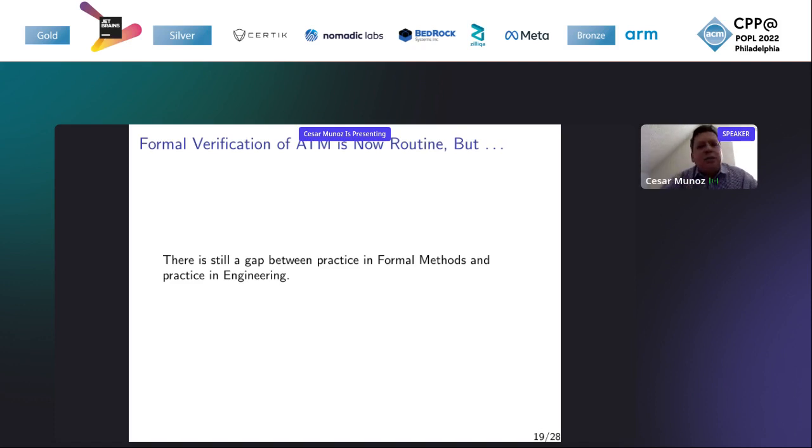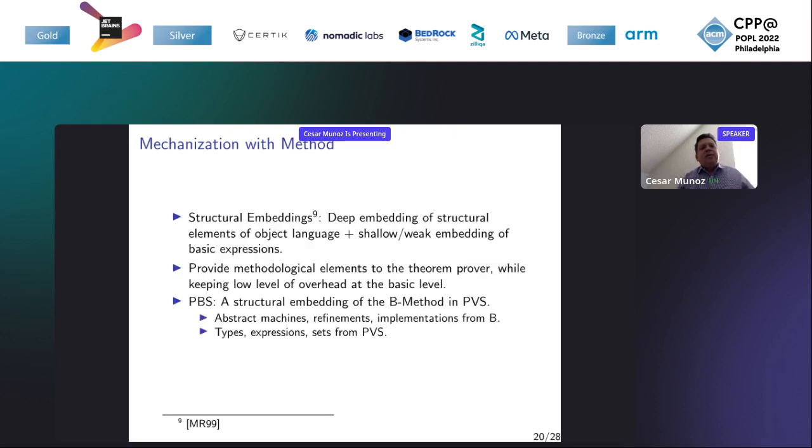So what is the status now? The verification of air traffic management is routine now, but formal methods are still far from the practice in engineering. And so we need to get into specifications that are closer to the problems that we are dealing with.